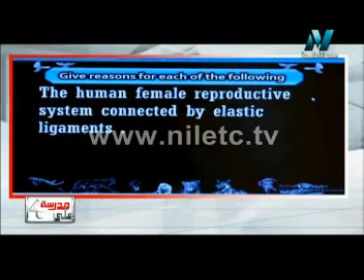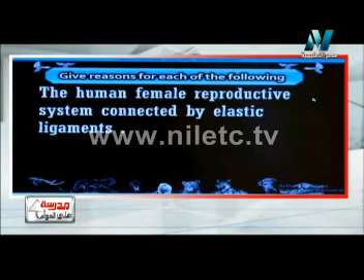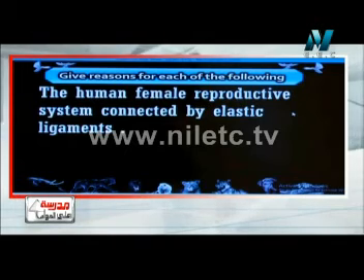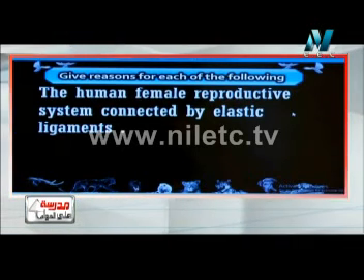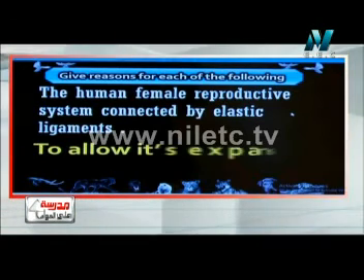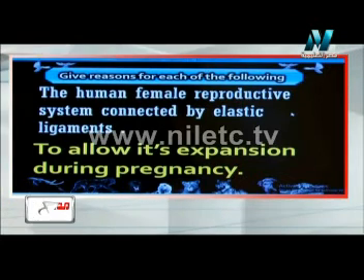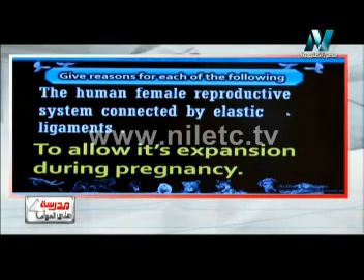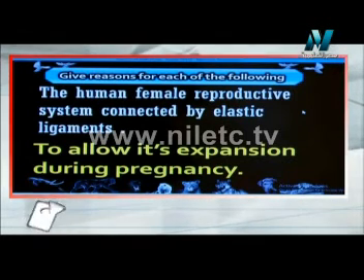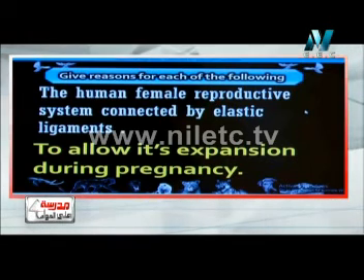The human female reproductive system is connected by elastic ligaments. The human female reproductive system is connected by elastic filaments or ligaments, which act as a kind of connective tissue. The answer: to allow the expansion of the female reproductive organs during pregnancy. So this expansion needs the presence of elastic filaments that connect the female reproductive system together. The next question.